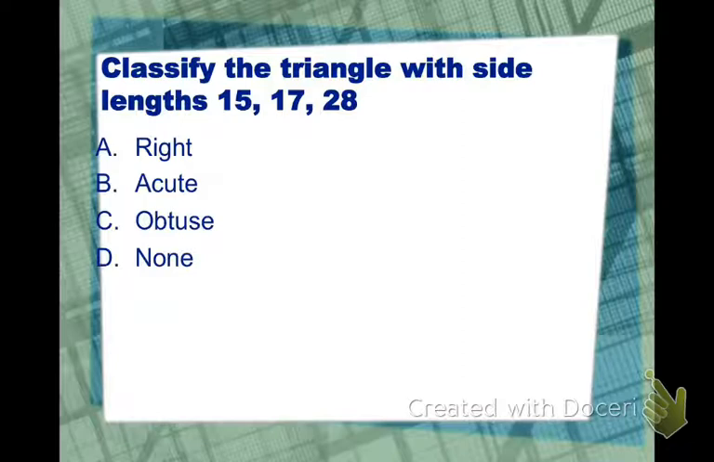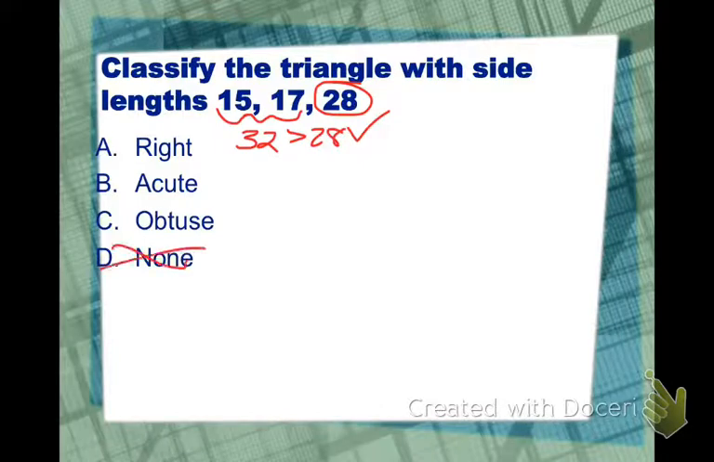Okay, side lengths 15, 17, and 28. Let's try and figure out what type of triangle it is. Keeping in mind, one of our options is that this is no triangle at all. So we really want to check, do 15 and 17 add up to something greater than 28? Well, okay, 32 is certainly greater than 28, so good. This is a triangle. We're not going to consider it answer choice D at this point.